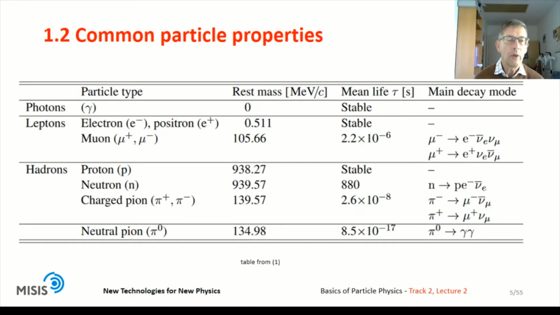Then we also have other pions, charged pions, and they decay into muons. We have protons and neutrons, of course. And we have leptons, electrons, positrons, and muons. And you can see their properties in this table. That might be handy for you to look back at later.